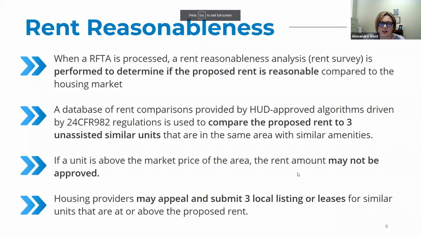The rent reasonableness. So once the RFTA has been processed, a rent reasonable study will be conducted on that unit. 3 unassisted units that are similar to the unit that's listed on the RFTA will be compared to make sure that the proposed rent of the unit listed on the RFTA does not exceed market price. If the unit is above market price, it may not be approved. If this occurs, a case manager will contact you using the chat feature and discuss the proposed rent.